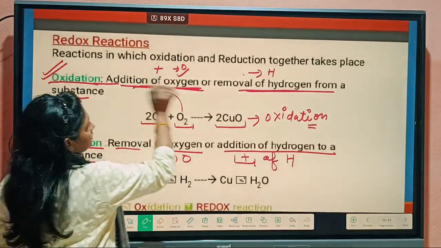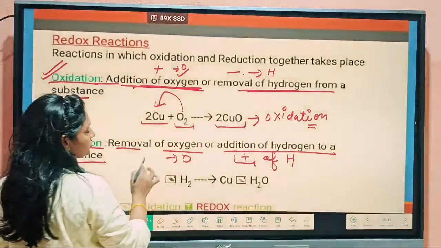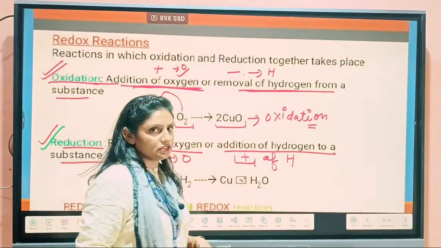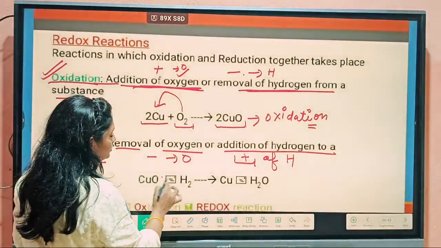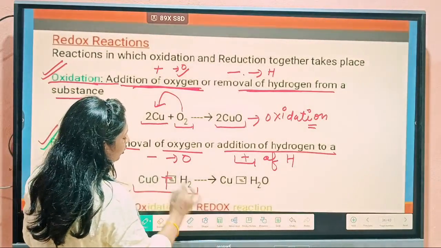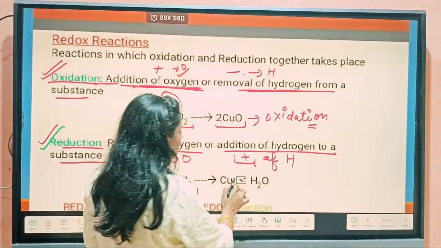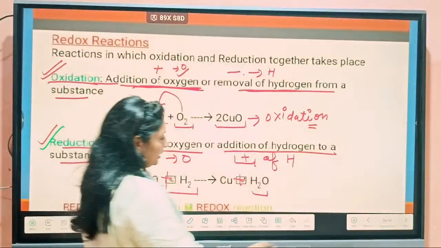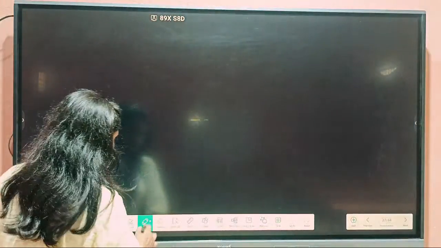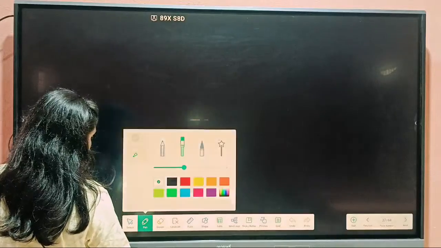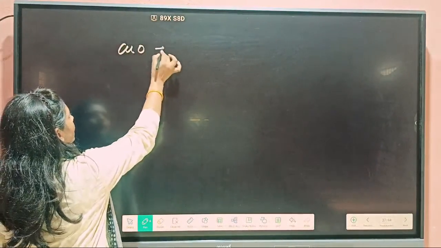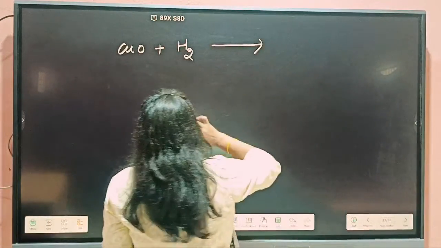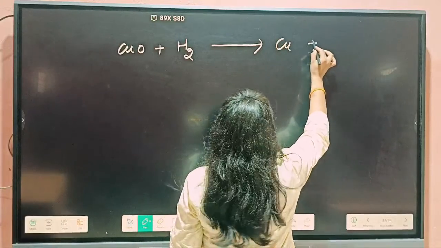So here addition of oxygen, here removal of oxygen. Here removal of oxygen takes place and addition of hydrogen takes place. For example, students, if you have CuO plus H2, it gives us Cu plus H2O. You can see, students, here we are having CuO plus H2. It is converting into Cu plus H2O.